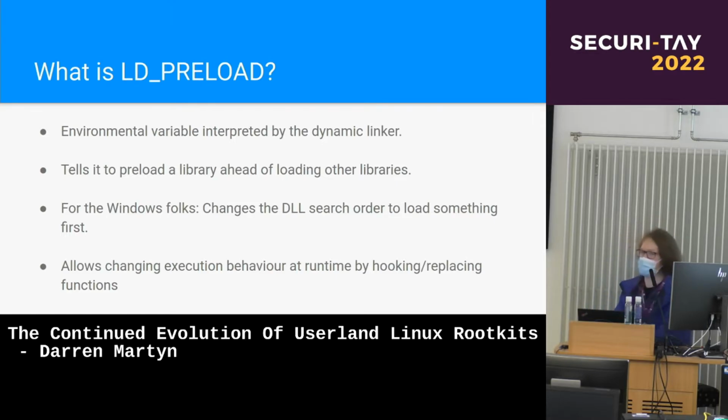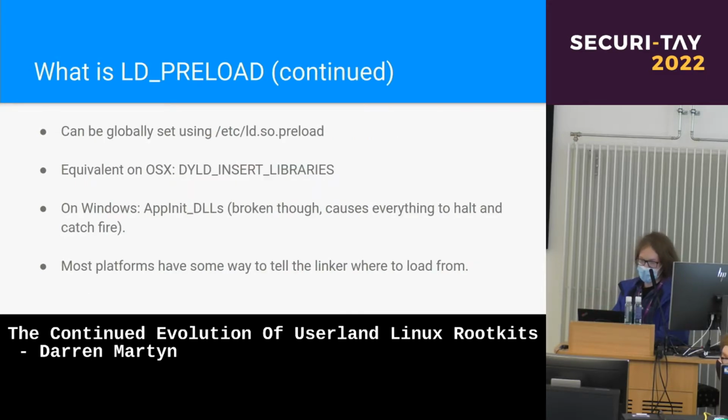It's used in debugging and it's used for function hooking, and it basically allows you to replace functions at runtime. It can be set globally across the entire system by using the /etc/ld.so.preload file. You just put the path to your hook library in there, and then every program on the computer will load that instead of the real libc.